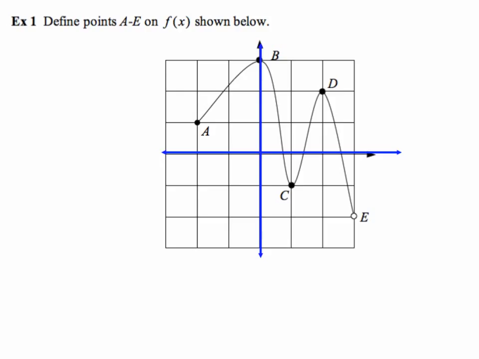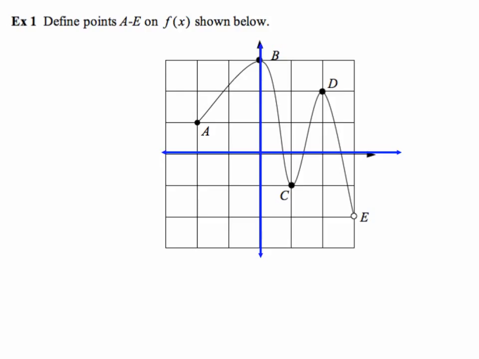Point B would be considered an absolute max, with the x value at 0, the y value at 3. C is a relative minimum value. The x value is 1, the y value is -1. D is considered a relative max at 2, 2.